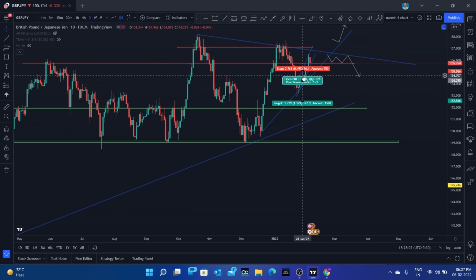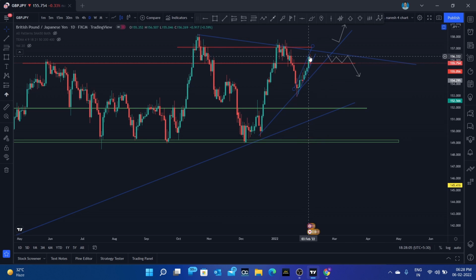We are having two entries here. We are forming a channel formation in this area, and if it is holding this channel, you can look for long entries again and take this as your target. Or else, if it is forming a higher high, and if it is having a potential pullback around this area, you can go for a long entry again.